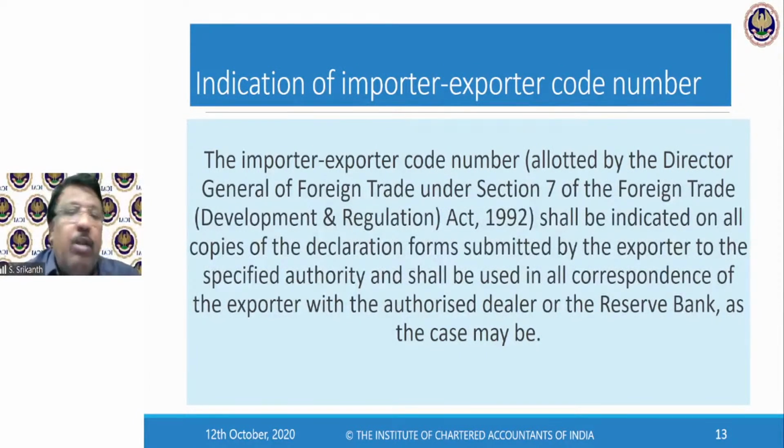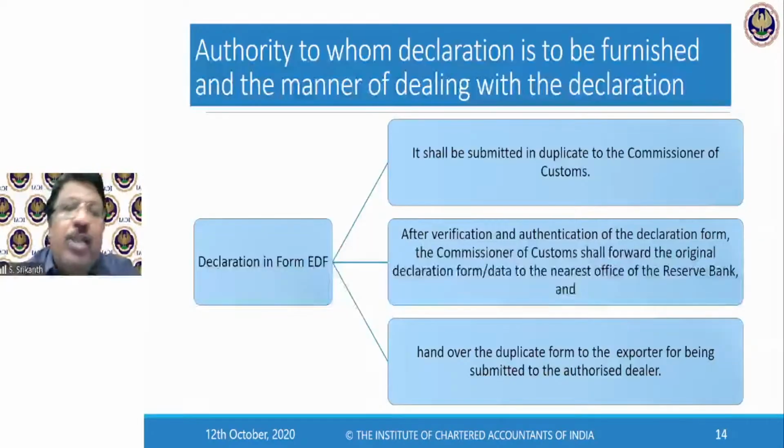Okay, coming to the point. So the EXIM code has to come. Then you have to give a declaration in form EDF. You have to supply it to the Commissioner of Customs. Then that Commissioner of Customs will forward it to the Reserve Bank of India. And he will give you one duplicate form. Please note, to whom are you giving it?